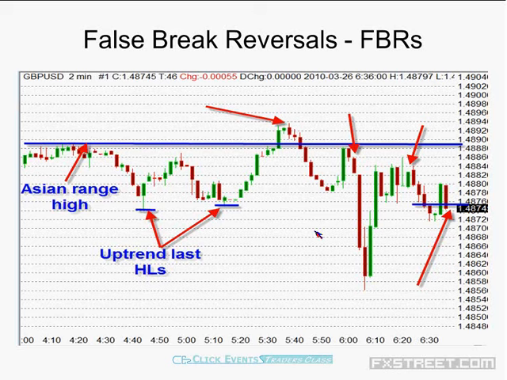What did price do? Well, this is where I tend to do quite a lot of my trading, which is first thing in the morning, UK time, around about 6 o'clock in the morning. Well, right here, this is before 6 o'clock, it's around about a quarter to 6 in the morning. What do we get? We got price that did a beautiful little breakout of the Asian range high.